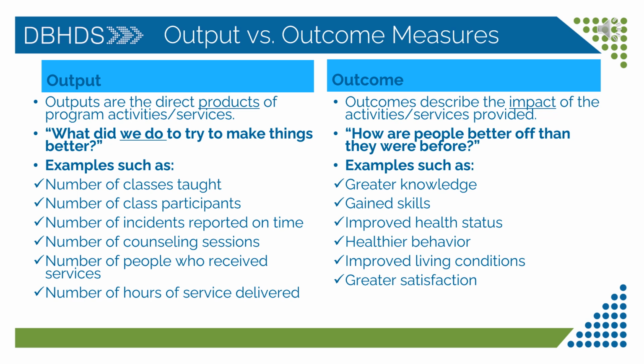Outcome measures describe the impact of the activities provided. They answer the question, how are people better off than they were before? Or how are things different, at least, than they were before? This would measure whether people have greater knowledge, more skills, better health status, have healthier behaviors, better living conditions, or better satisfaction. So we really want to get to those outcome measures. So you should really consider having at least one or two or more of those, but definitely not all output measures.